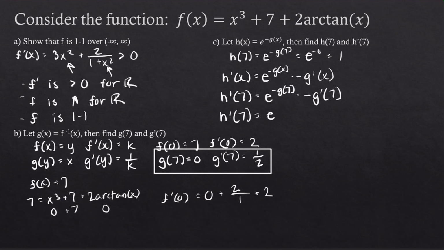And lastly, we know that that's 0, and that we know that g prime of 7 is 1/2. This is 1 times the negative 1/2, and our final answer is the negative 1/2. Alright, and that's how you solve this type of equation.